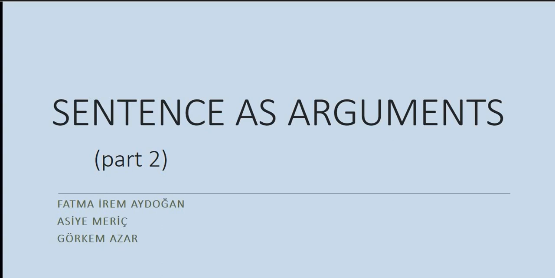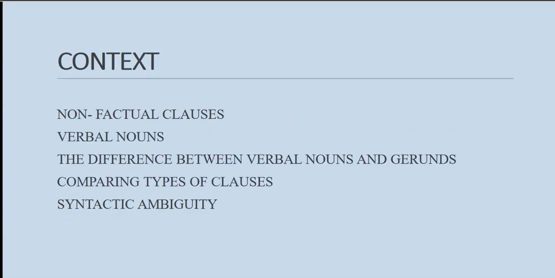So today's topic is sentence as argument, the second part, and this presentation is prepared by Fatma, Asiye and Görkem. So let's start. In this presentation we will see the rest of the clause types that we learned, some of them last week. We will start with non-factual clauses, and then we will see verbal nouns, and the difference between verbal nouns and gerunds because they might seem similar to you. Then we will compare the types of clauses that we learned last week and this week. And finally we will cover syntactic ambiguity at the end of this presentation. Okay, so let's start with non-factual clauses.